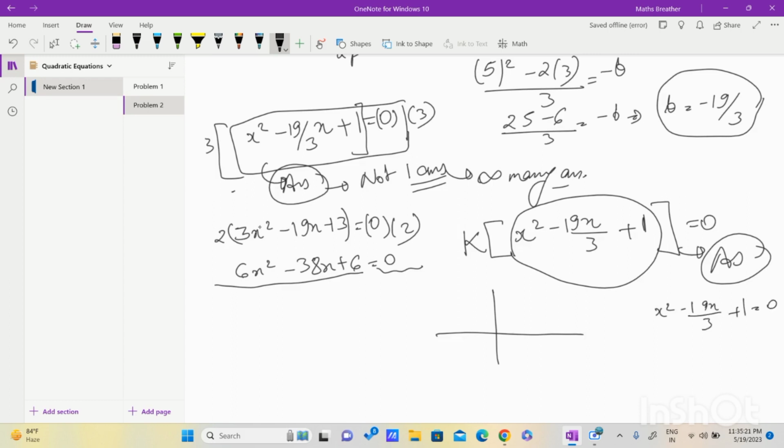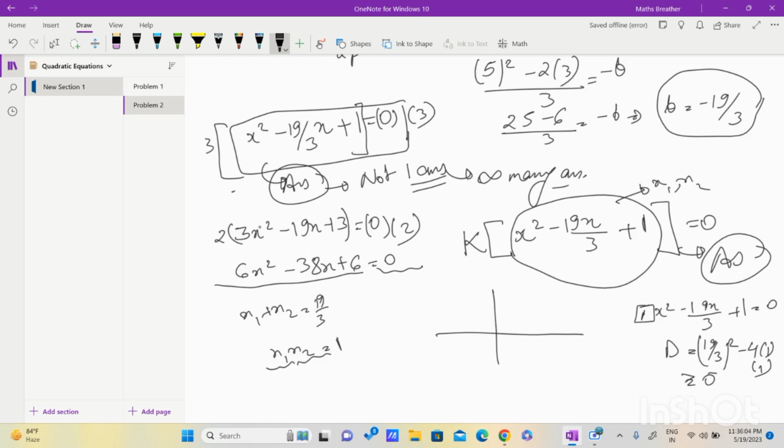Now the graph of a quadratic equation depends on the coefficient of x square, which is 1 here, meaning it's going upward. Now this equation has a discriminant of 19 by 3 whole square minus 4ac, with a and c both 1. Now 19 by 3 is 6 point something whose square is greater than 4, so the discriminant is greater than 0, which means this equation will have two roots. Let's say the roots of this equation are x1 and x2. So x1 plus x2 equals 19 by 3, and x1 x2 equals 1.